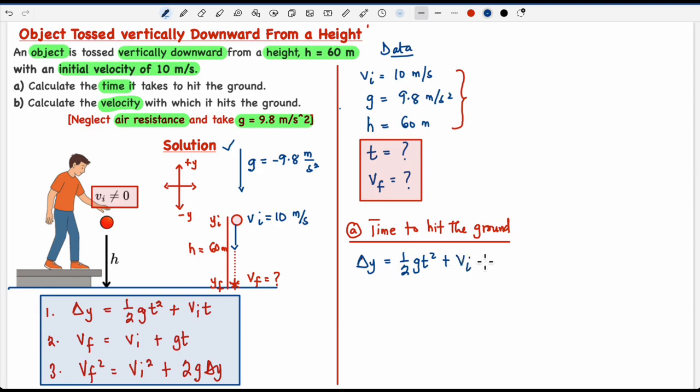plus vit. All right, now delta y is simply y final, that is the final position of this object, minus the initial position of this object, equals minus 1/2 gt squared, and the velocity is also negative because initially it is pointing downwards, so minus vit.